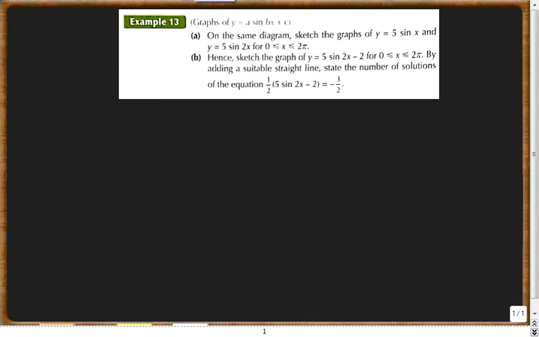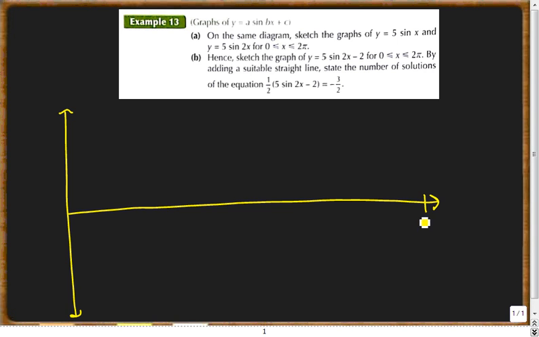Example 13 says, on the same diagram, sketch the graphs of y equals 5 sine of x and y equals 5 sine of 2x from 0 to 2 pi. So what I'm going to do is make my axes. Instead of using degrees like we have been, we are now going to use radians. So 2 pi is like 360 degrees, and 0 goes back. We can cut them into chunks, right? We can cut them into halves. It makes it very nice.